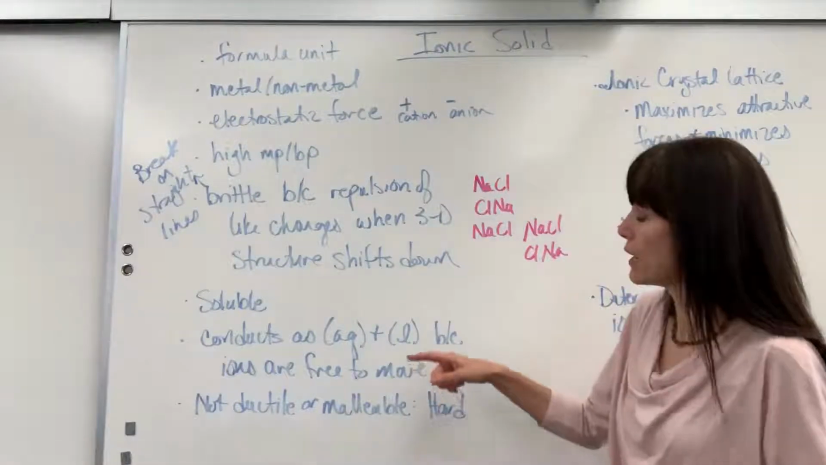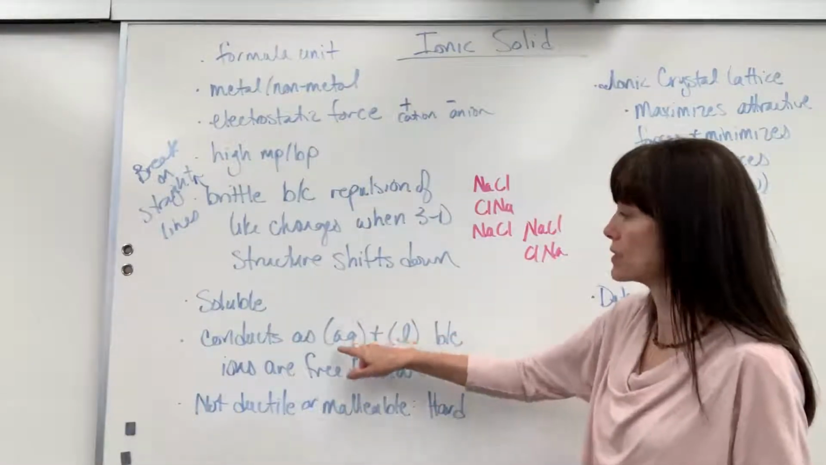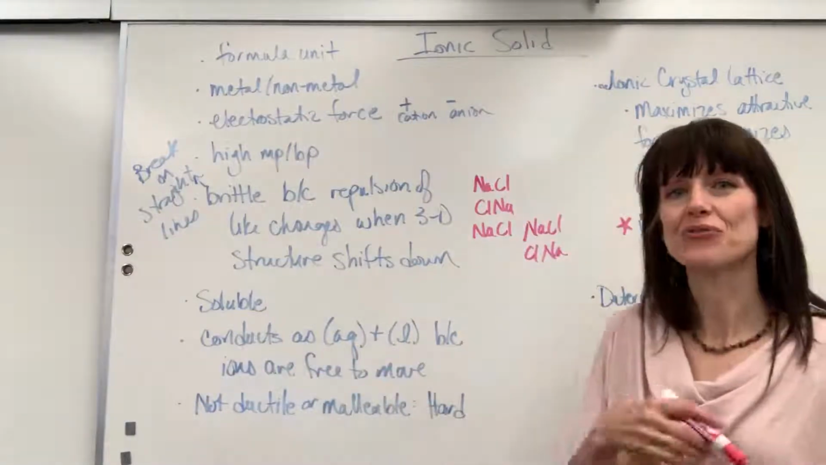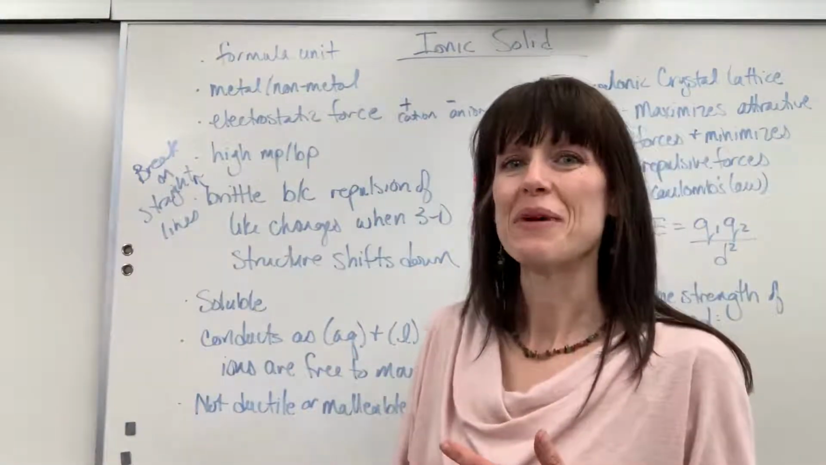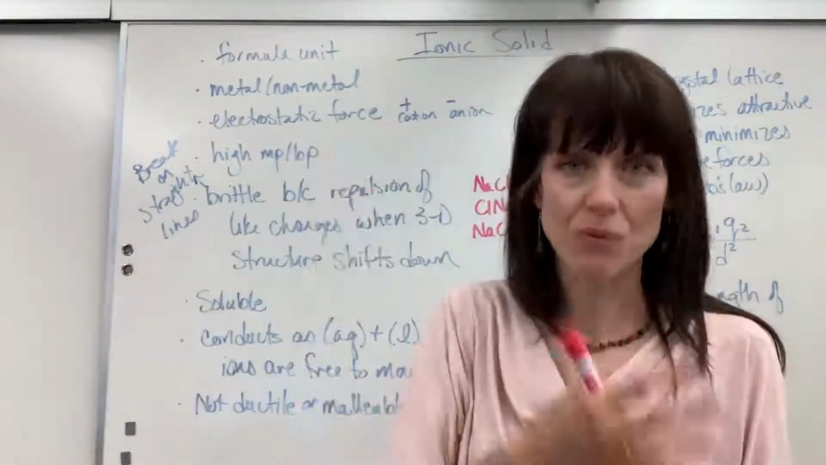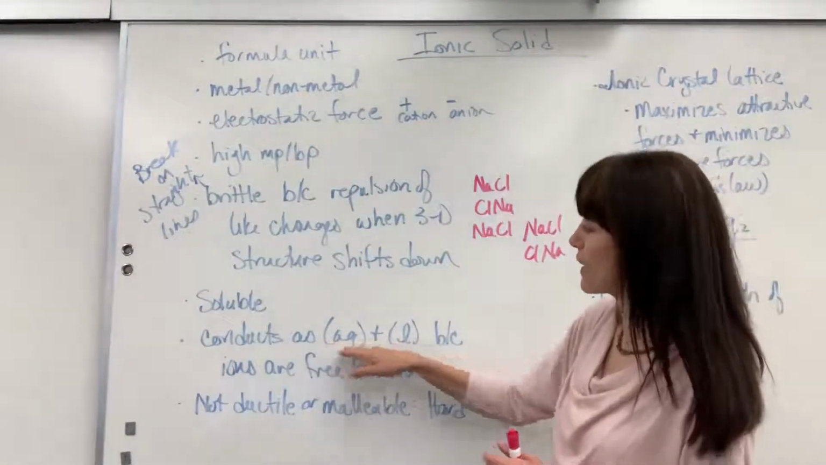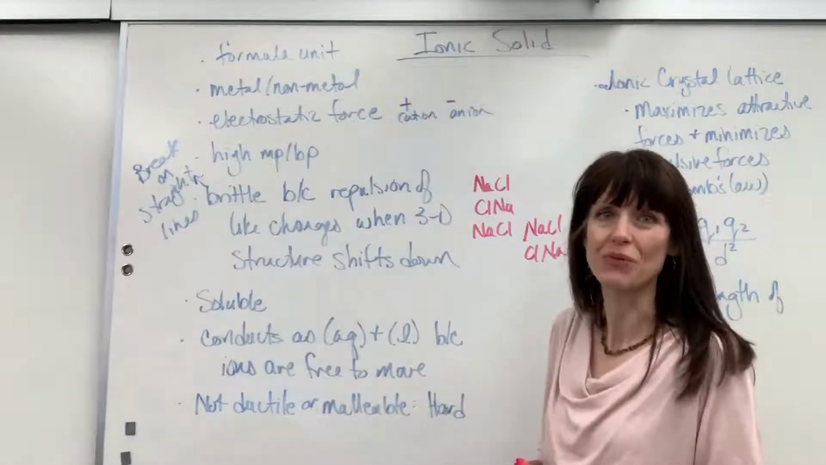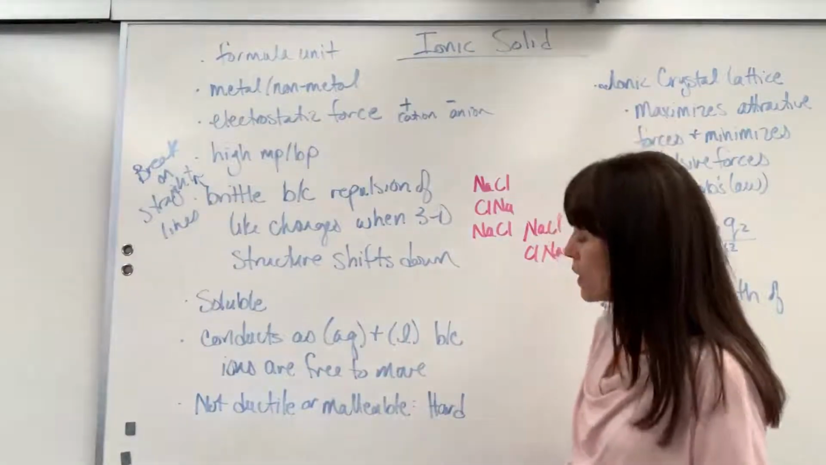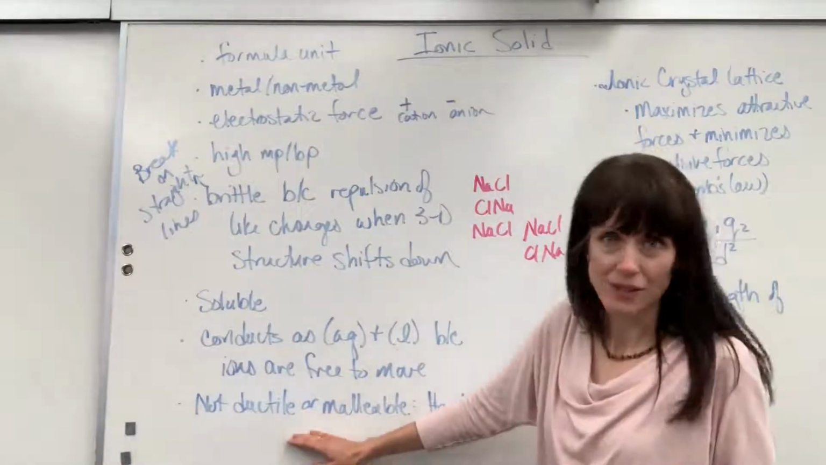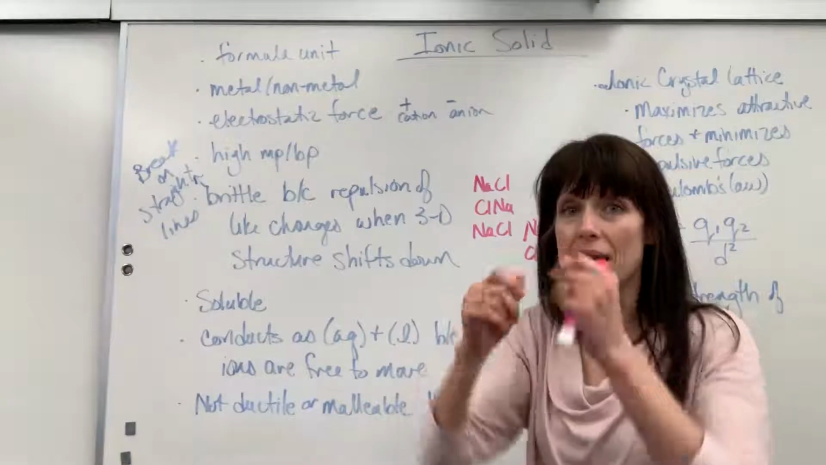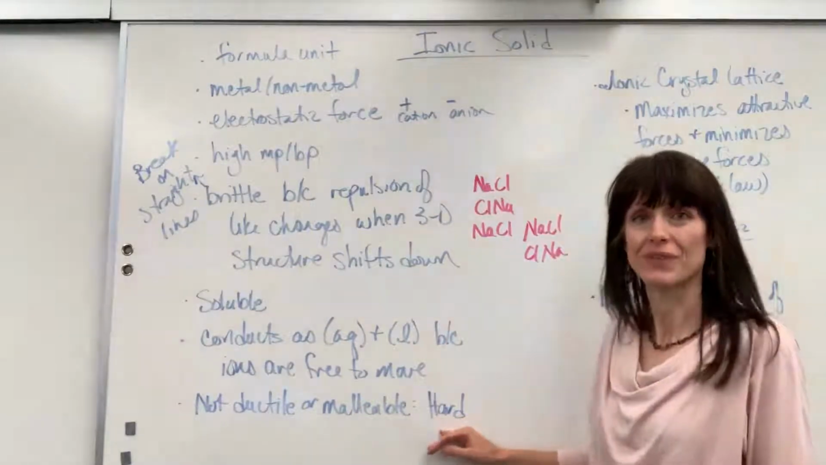The reason why ionic compounds will conduct dissolved in water or as a liquid is because the ions are free to move. Now remember, electricity, current, that is charge moving. So because these ions can move, it means that the current can conduct. Not ductile or malleable, so you can't stretch and pull ionic compounds. You can't bend them, and they're very hard. They're very, very hard.